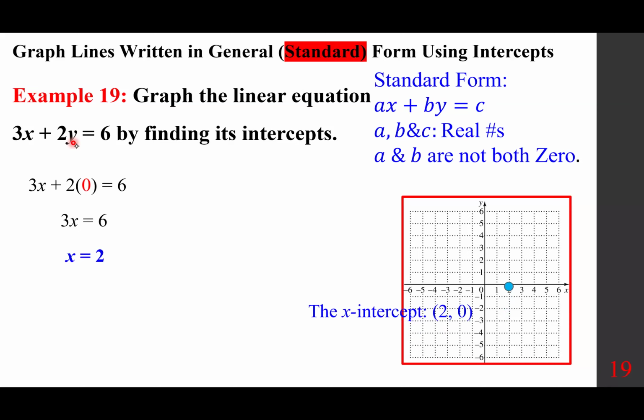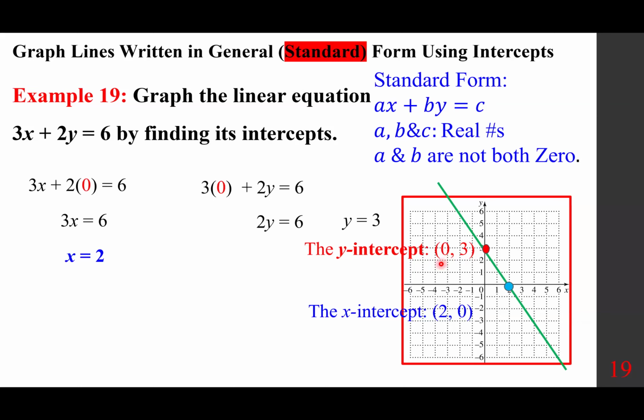Now, if you set x equal to 0, 2y equals 6, y becomes 3, and that means the y-intercept is 0 comma 3. I highly recommend you get into the habit of writing as a pair. And now all you have to do is connect these two points, and that's your line.